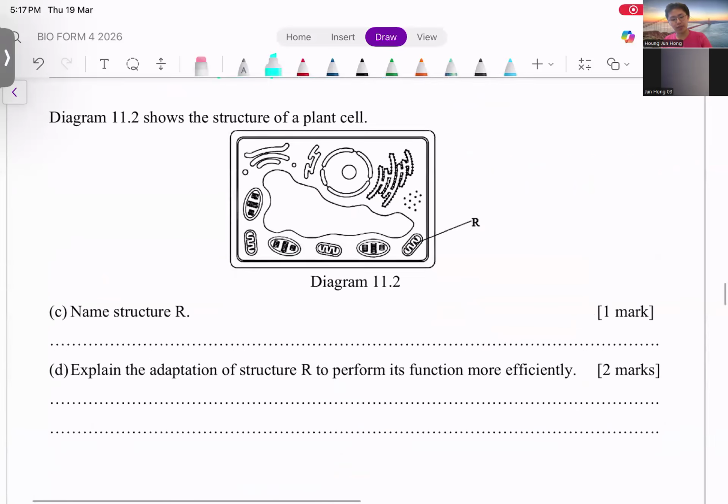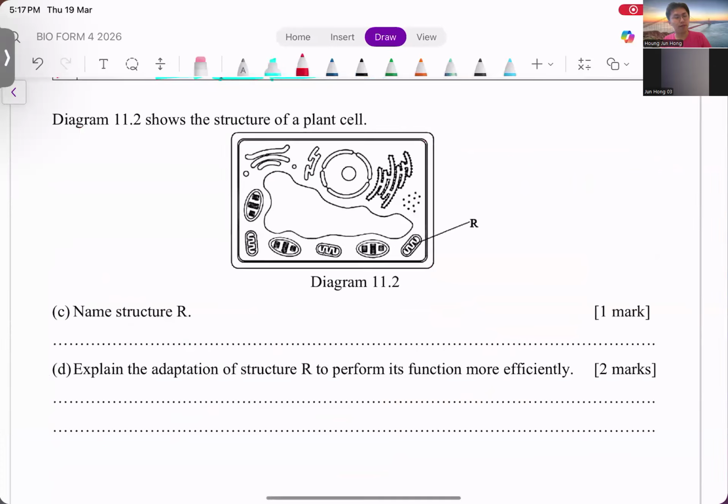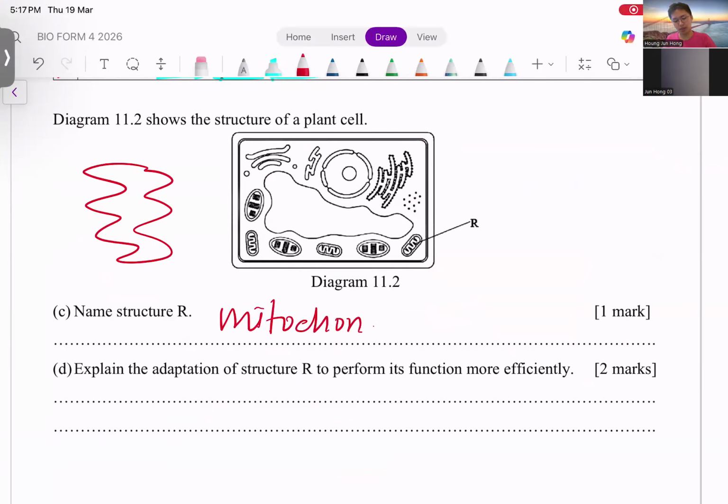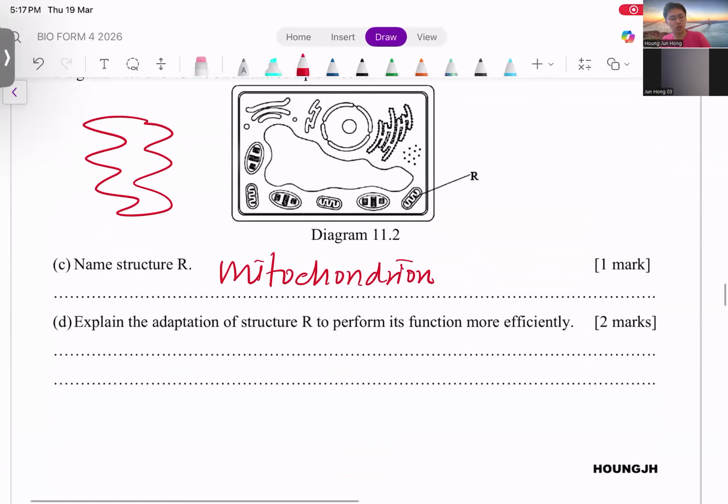Last question. Name structure R. This is so simple. Whatever that is ugly inside, 皱皱的, if you see a thing like this, that is mitochondrion. And what is the adaptation of mitochondrion? If you remember, there's only one answer, which is folded inner membrane. It has a folded inner membrane.